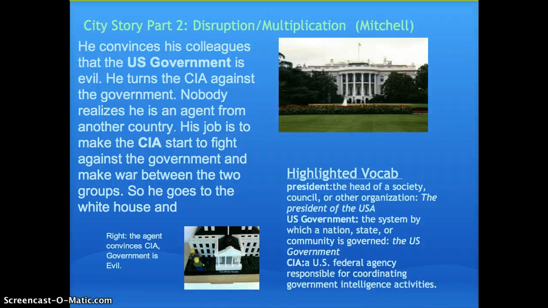City story part 2. He convinces his colleagues that the U.S. government is evil. He turns the CIA against the government. Nobody realizes he's an agent from another country. His job is to make the CIA start a fight against the government and make war between the two groups, so he goes to the White House.